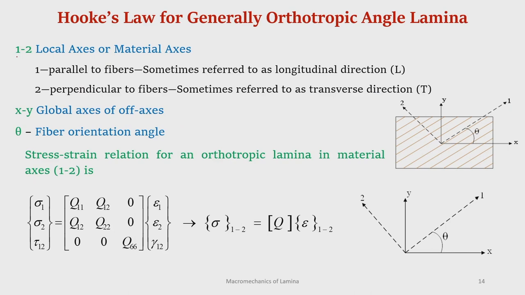This terminology 1, 2 is the local axis or material axis for a lamina, where 1 is parallel to the fiber and 2 is perpendicular to the fiber. Sometimes 1 is also referred to as the longitudinal direction and 2 as the transverse direction. This 1, 2 axis is called the local axis or material axis. And XY, which is the solution or analysis axis, is called the global axis or off axis. Theta is called the fiber orientation angle. Suppose theta is 0, then X coincides with 1 and it is a specially orthotropic lamina.